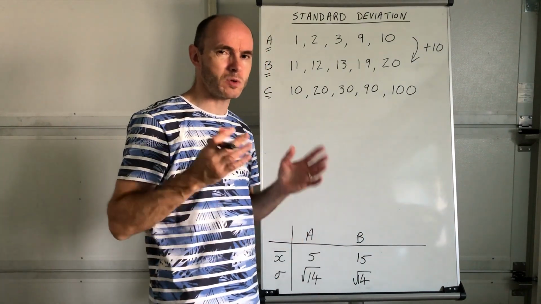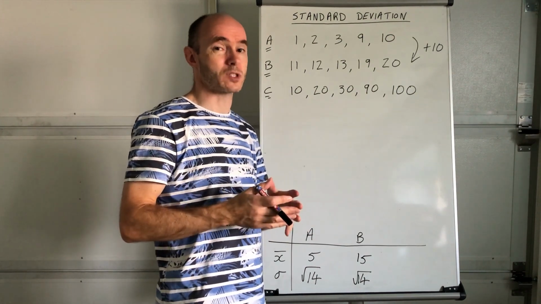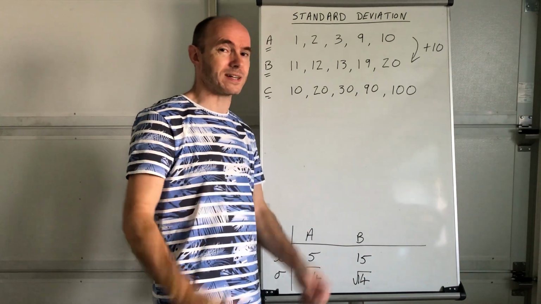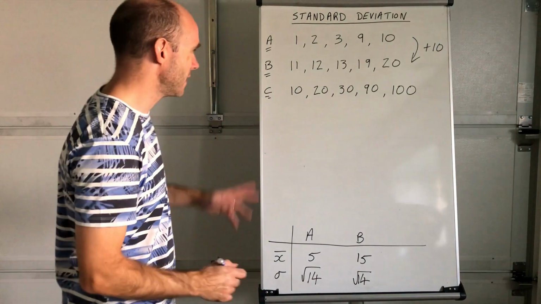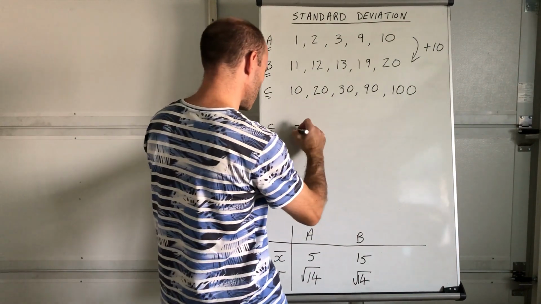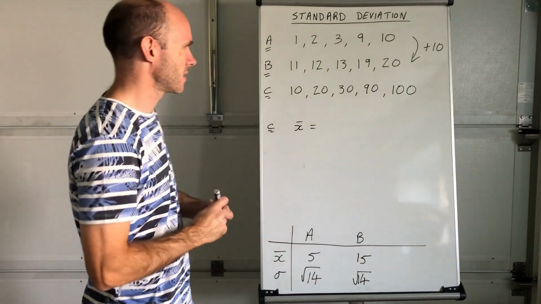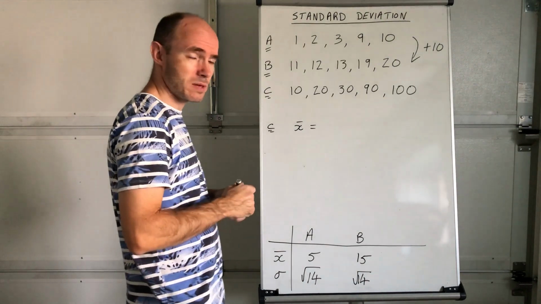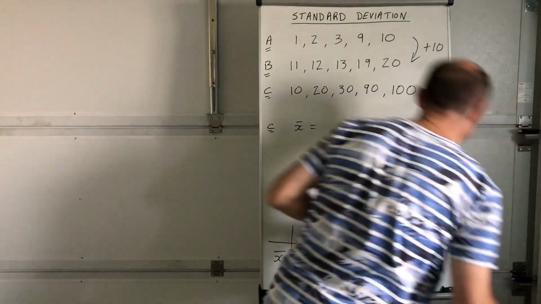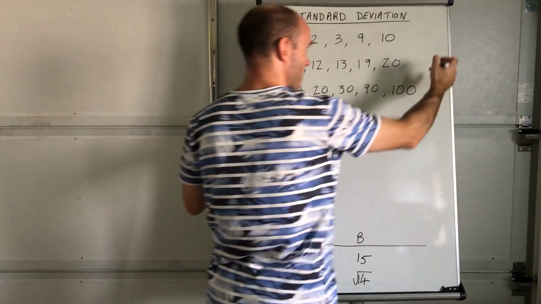If you've got 2 sets of figures with the same standard deviation, that means the spread of data is exactly the same. Let's have a look at C. Data set C. Can you predict what the mean is going to be without actually working it out? Maybe have a go at doing this. Can you see what's happened from data set A to data set C? Very good. Just multiply by 10.